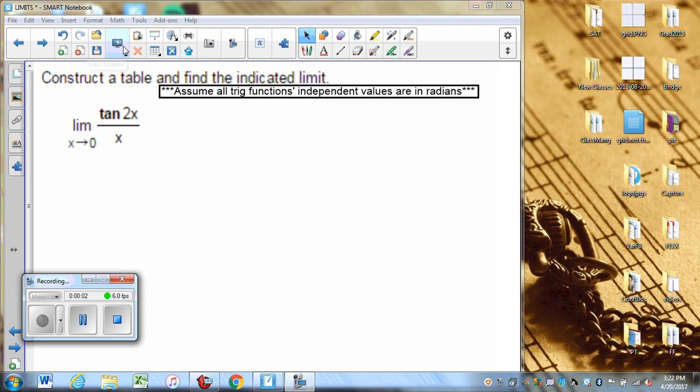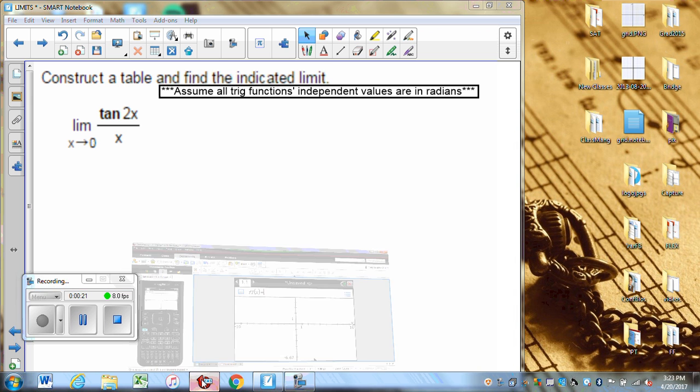Okay, so we have this problem. Construct a table and find the indicated limit. Now we're kind of jumping around here. Just as a side note for this, assume all trig functions' independent values are in radians. So what that means is put your calculator in radian mode. The only way we're going to do this with the table, we're not going to do this by hand. We have to use a calculator for this.